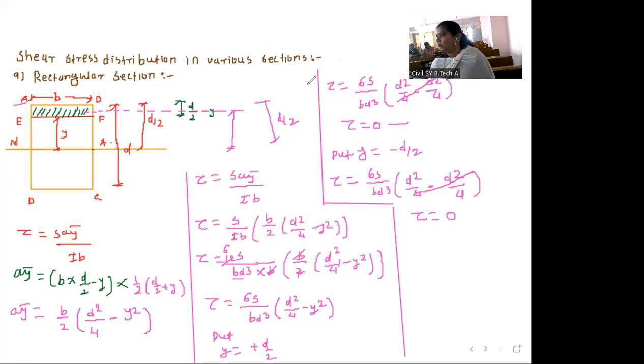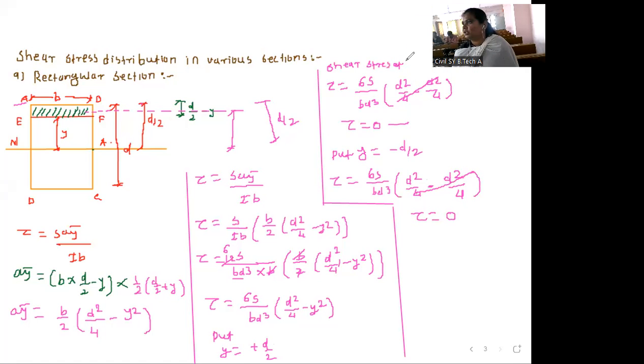So here we will write, if we put d by 2, at that time it is the shear stress at top. And then we put y equal to minus d by 2, that means shear stress at bottom. And already we have calculated for the neutral axis, tau equal to 6S divided by b d cube, into d square by 4 minus y square. So shear stress at top and shear stress at bottom is 0, and shear stress at the neutral axis is maximum.